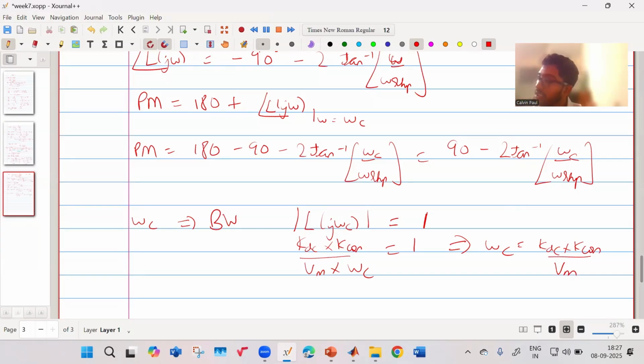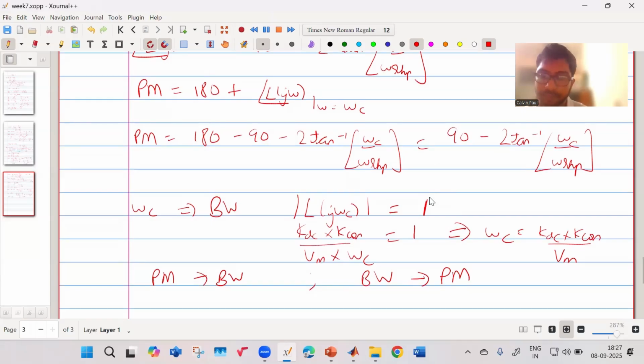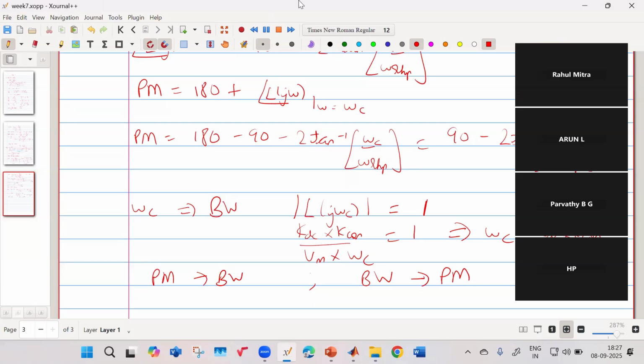Okay, so you have two things. Either you can select the phase margin and then you will get what bandwidth you will have, or you set the bandwidth you want and then you will get your phase margin. So there are two ways you can do it, and sir has shown some MATLAB code, etc. for you to do that. So any queries still here?